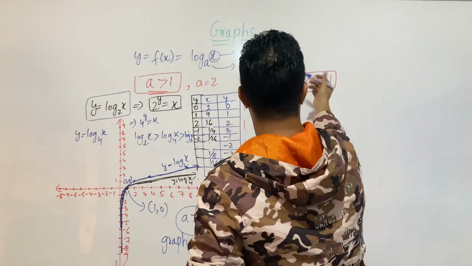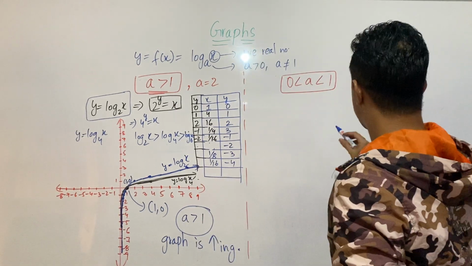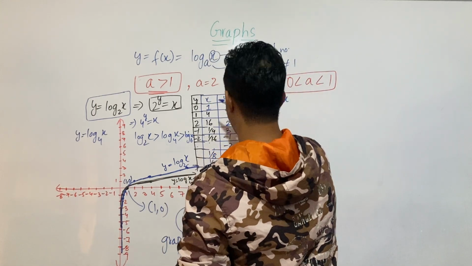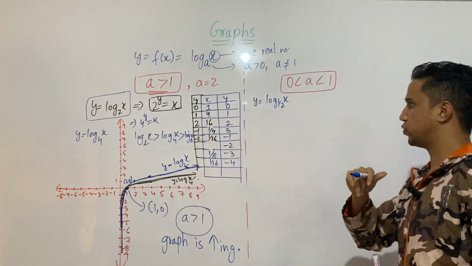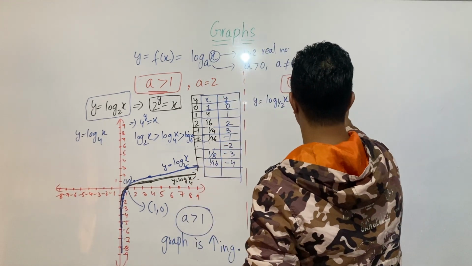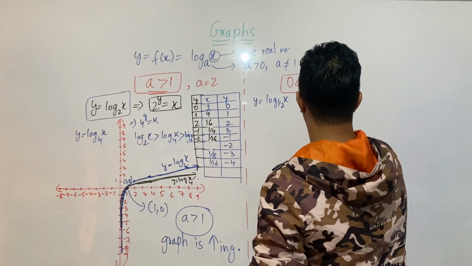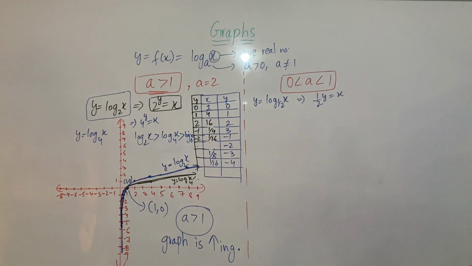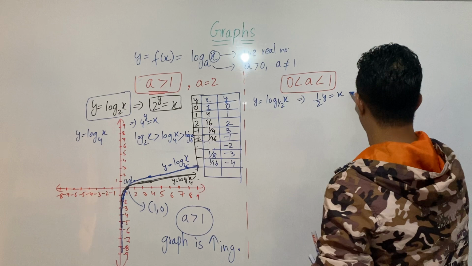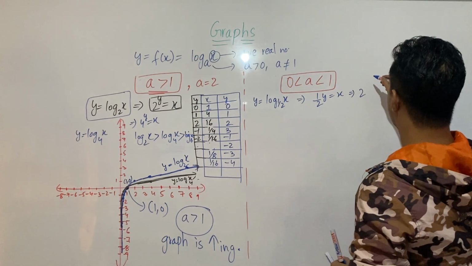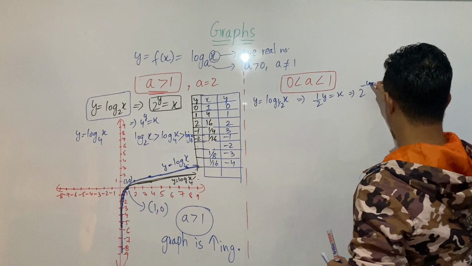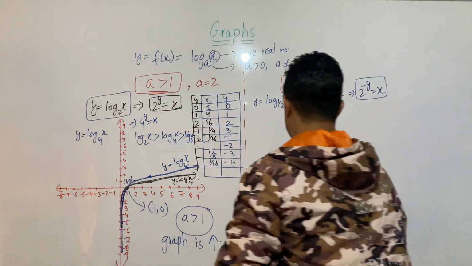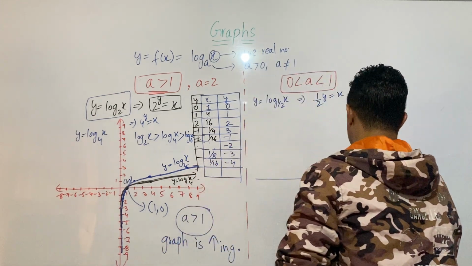Here we will take y equals log x, and the base we can write as 1 by 2. So this can be represented as x equals (1/2) to the power y, or I can say 2 raised to the exponent minus y equals x. Here I can draw the graph.